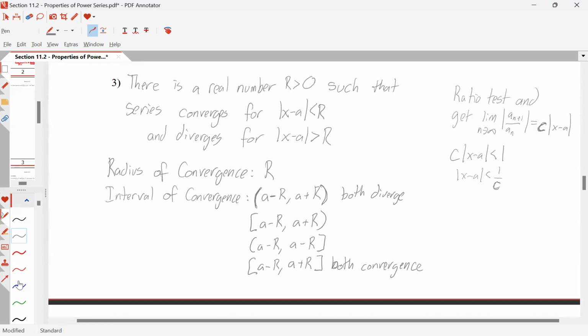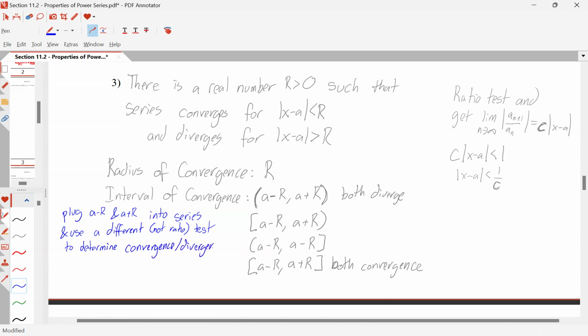How do we tell what we have? As stated, we plug a minus r and a plus r into the series and use a different test, meaning not the ratio test, and not the root test either, a different test to determine convergence or divergence. Most of the time, the 2 tests you'll end up using are a p-series and an alternating series. So those are most often the 2 tests that you'll end up needing to use to tell if the interval has those endpoints converging or those endpoints diverging.